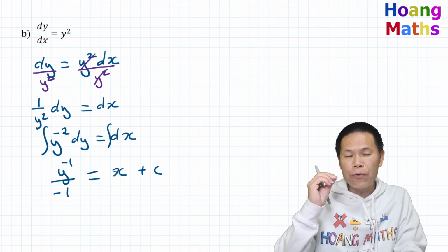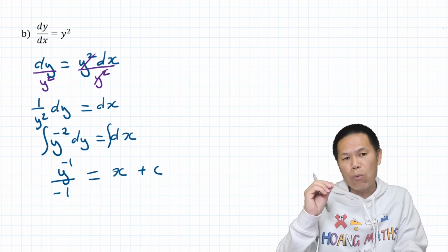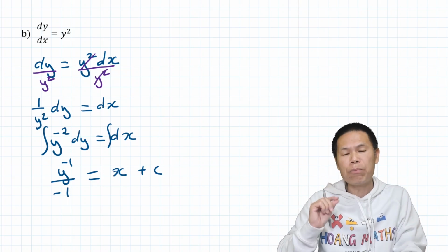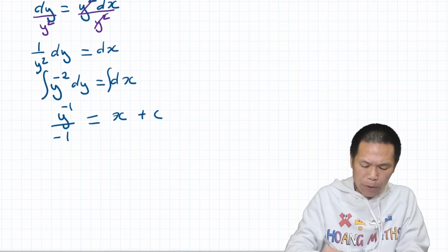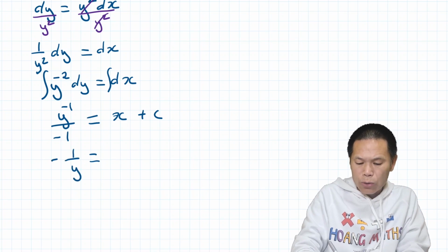So y power of negative 1, y power of negative 1 over 1. So I can bring the y down, become positive. So this becomes like this. Negative 1 over y is equal to x plus c.